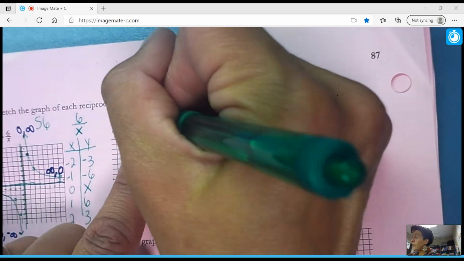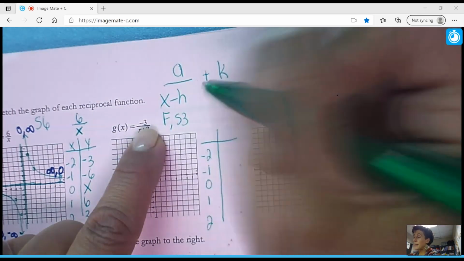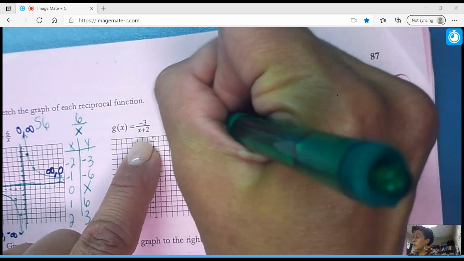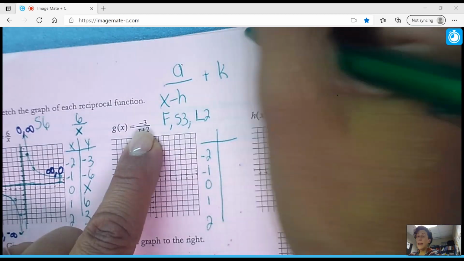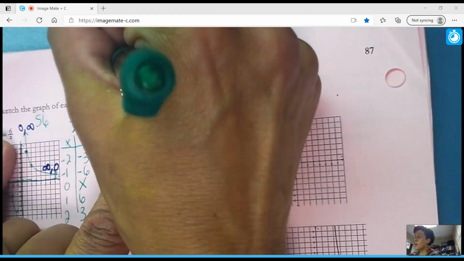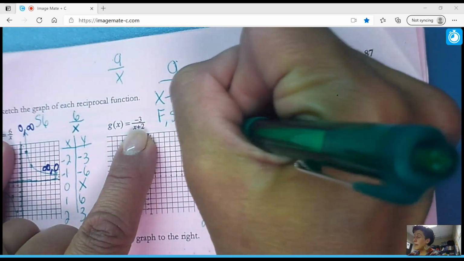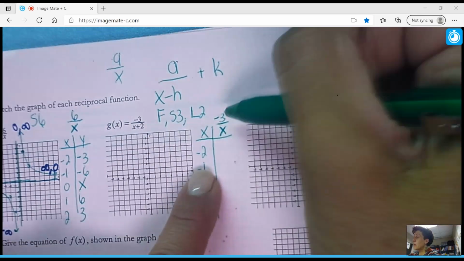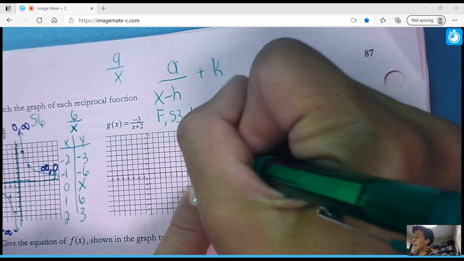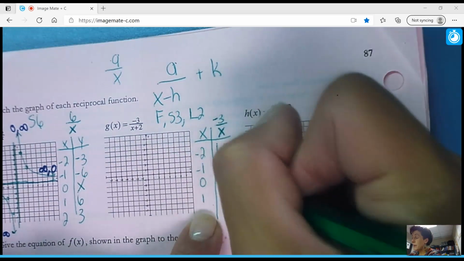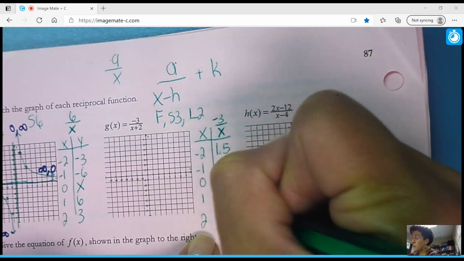This time we're going to have a flip, that's the negative. We're going to have a stretch of 3, that's the 3, and we're going to have a left 2. And we're going to take the a, we're going to make our table out of a over x. So I'll make my table out of -3 over whatever my x value happens to be. So if I put -2 in here, I get 1.5. If I put -1 in here, I get 3. 0 still will not work. And then if I put 1 in there, I get -3 and then -1.5.